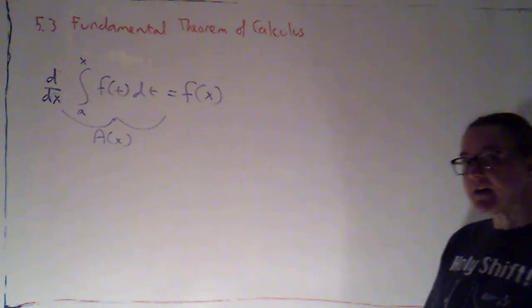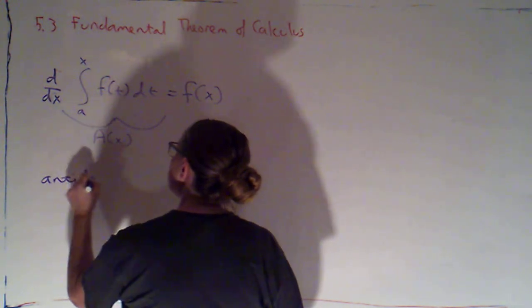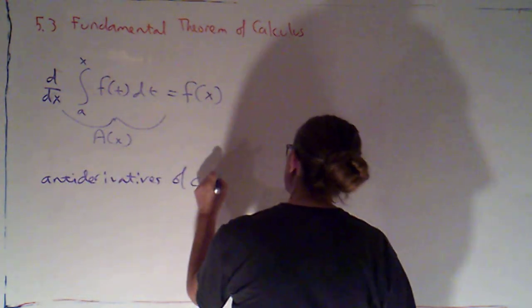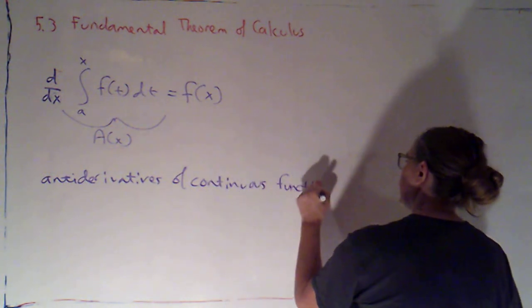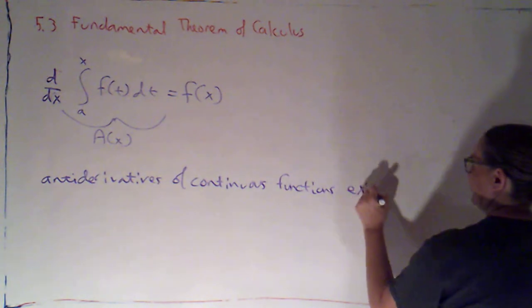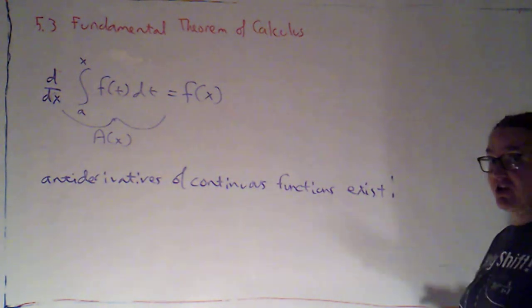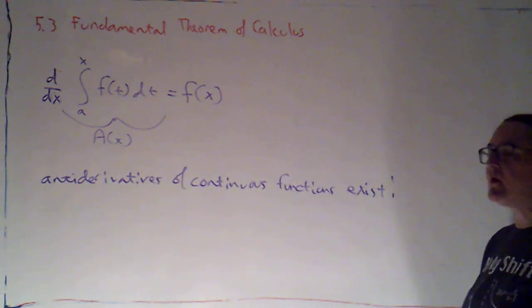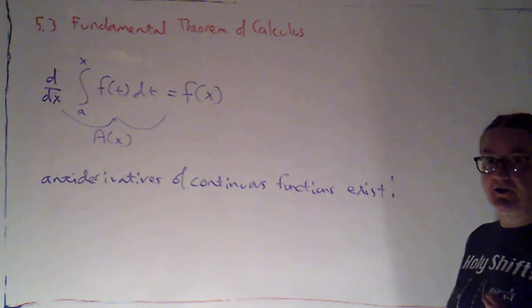Its significance is really this: antiderivatives of continuous functions exist. Okay. I can find a function that's an antiderivative of any continuous function. I can do that by creating an area function.